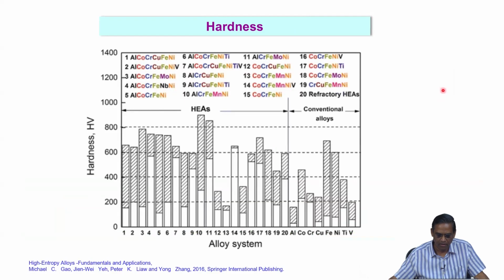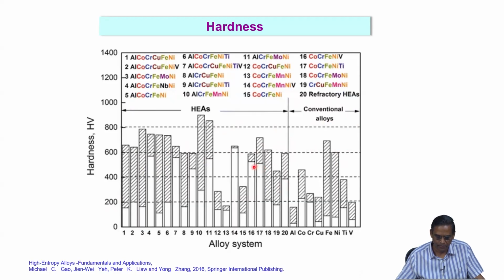When you come to mechanical behavior, the first property one would look at is hardness, because it's very easy to measure in a laboratory without any sophistication. If you look at this plot, which is highly populated, you can see that high entropy alloy systems are compared with the conventional alloys. The alloying system is plotted on the Y axis, and the hardness values are higher. So you can see that most of the high entropy alloys exhibit much higher hardness than the conventional alloys.